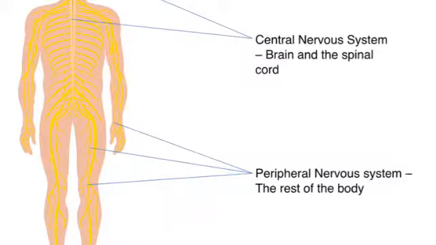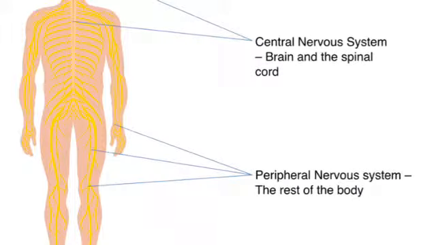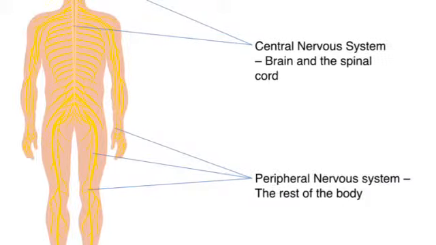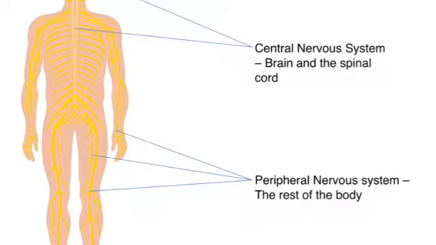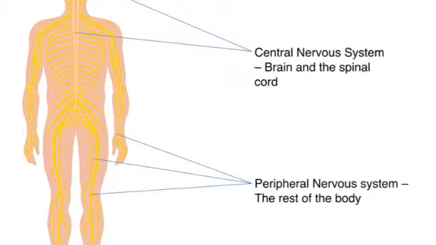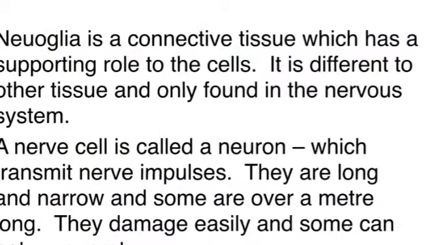The peripheral nervous system acts as the lines of communication between the central nervous system and the rest of the body, and it's further subdivided into the somatic and the autonomic nervous system. The central nervous system is composed of the brain and the spinal cord. So let's have a look at the structure.